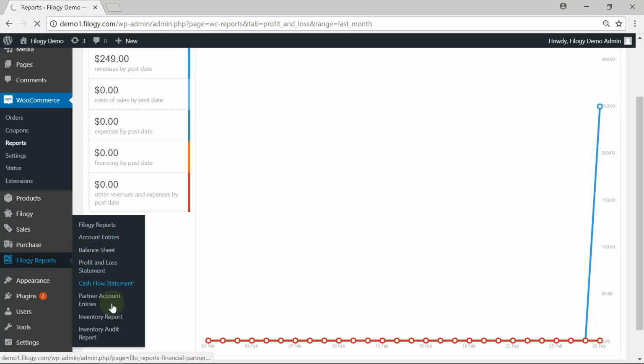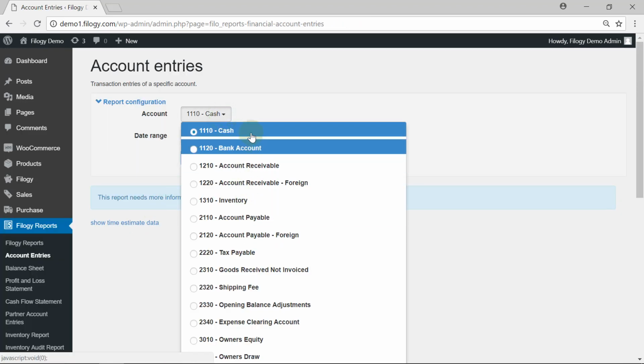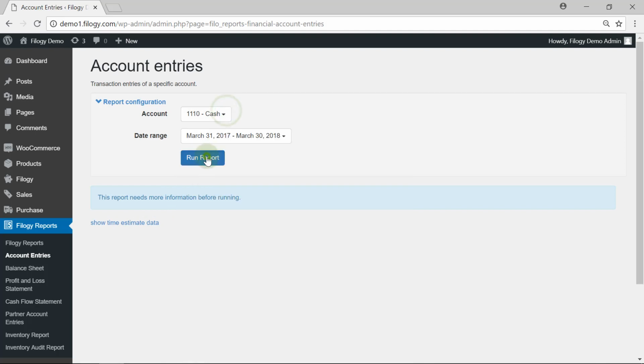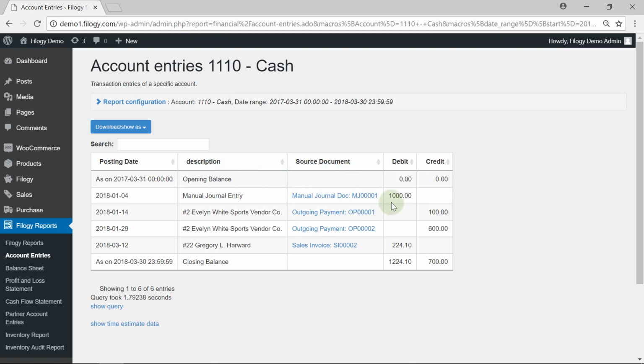Let's have a look at the listed reports. To do this, you need the Filogy Reports plugin. Under the Filogy Reports menu, select the required report. This time I choose the Accounting Entries report. This is the most commonly used report that lists the entries of any account you choose. Now I choose the cash account. You can see all the cash payments here: at what time, who paid what amount to whom.